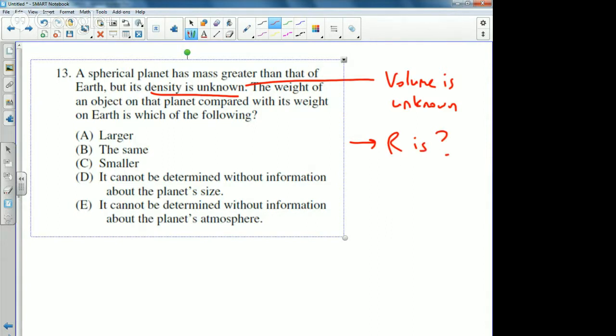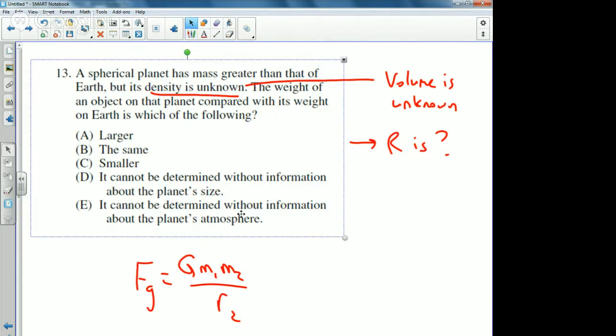So they're asking us, how does the weight compare? Well, what is the formula for weight in this case? If we're talking about the size of a planet, it's really Fg equals G m1 m2 over r squared. So in this case, they said the mass of the planet is larger. So is the weight automatically larger as well? In this case, it can't be, because if we don't know if the radius is larger, if it's a bigger planet or a smaller planet, we have no idea how it's going to compare. So overall, it cannot be determined without the planet's size, because we don't know the radius in order to complete our multiplier question.